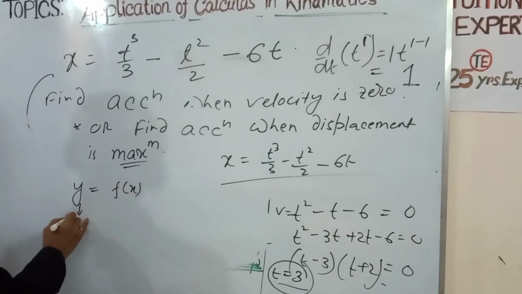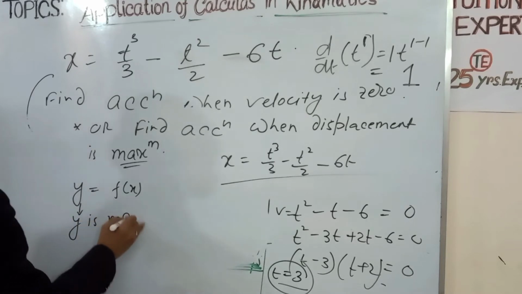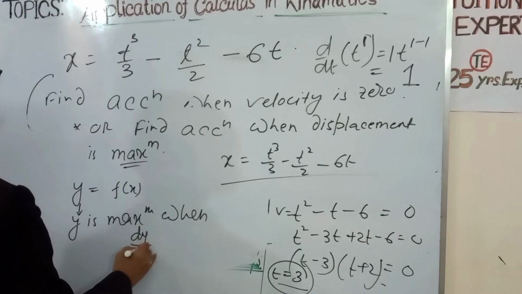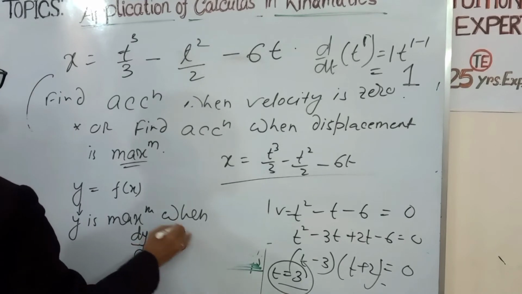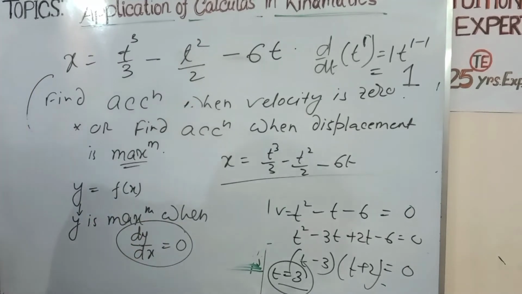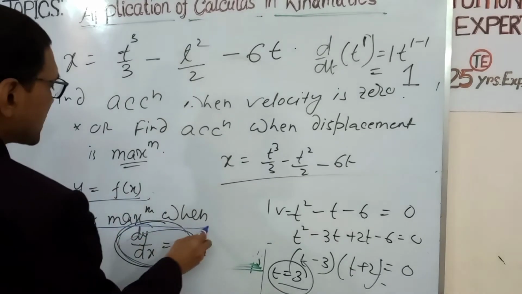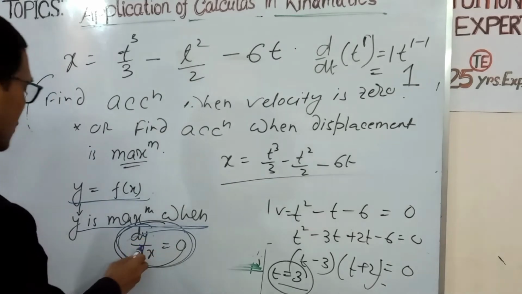then y is maximum when dy by dx equals 0. This is a theory, the maximum minimum theory. If y is the function of x, then y is maximum when dy by dx equals 0.